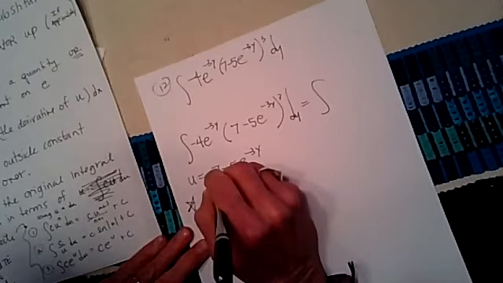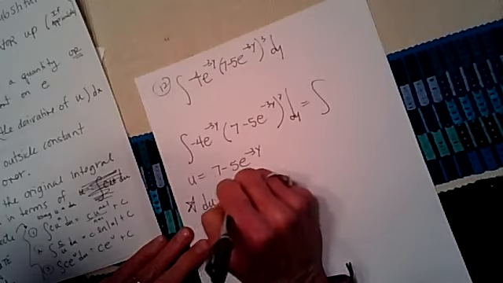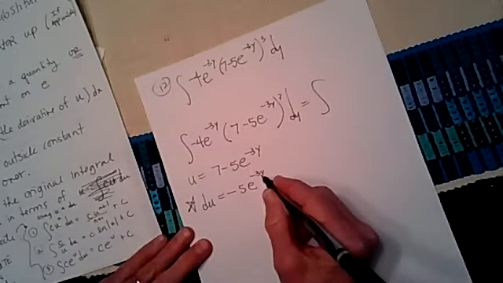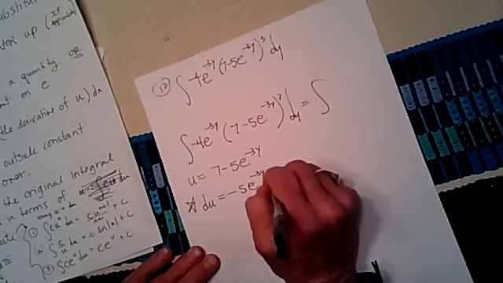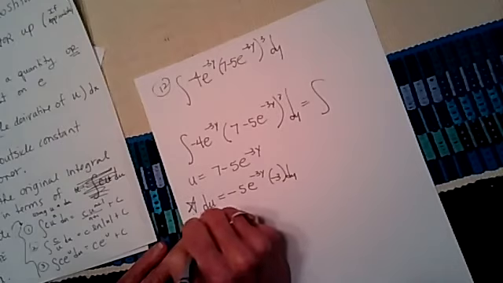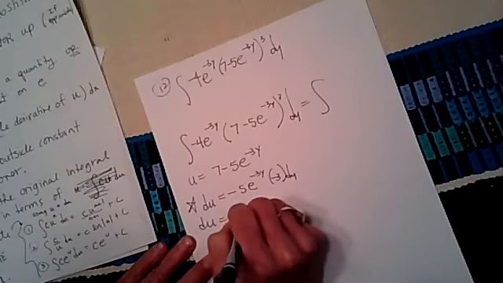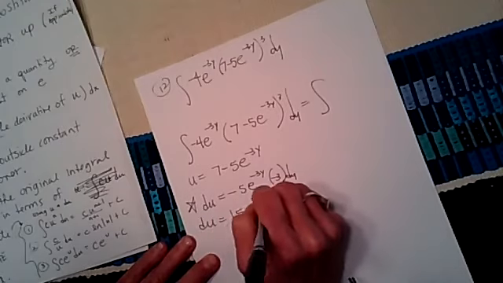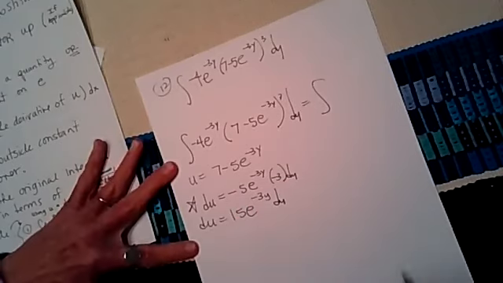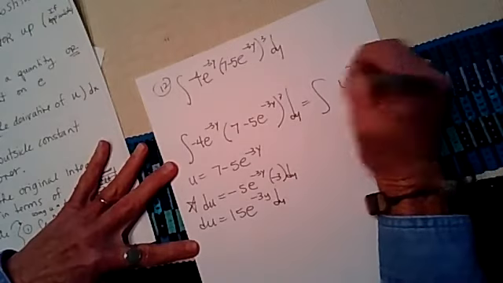So remember, the derivative of 7 is 0, but it's -5 e to the -3y. We don't divide by -3 because it's the derivative, so we multiply by -3. So the derivative is 15e to the -3y dy. Okay, so we're going to use these things. So u cubed goes over.